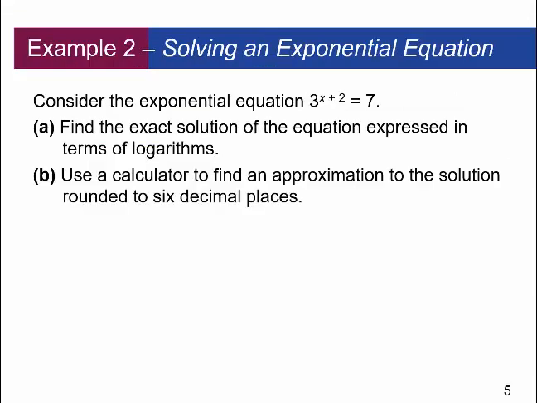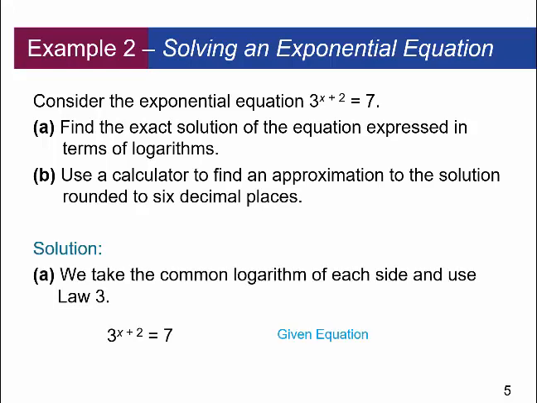Okay, so let's try this one. Consider the exponential equation 3^(x+2) = 7. First, I want to find the exact solution of the equation expressed in terms of logs. Second, we're going to use our calculator to find an approximation to the solution to 6 decimal places. First off, what are we going to do? Notice that the variable is in the exponent here.